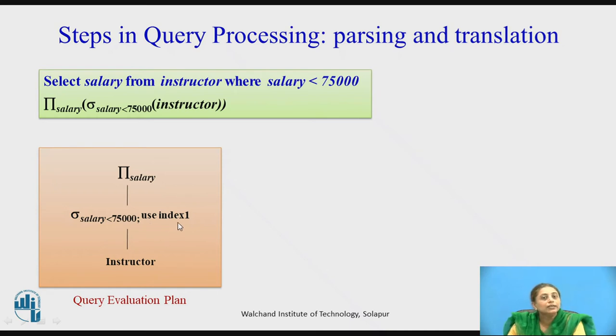1. So for instructor, there is a primary key, instructor ID, so an index is present for the ID also. A secondary index is present for the salary. And while selecting that salary less than 75,000, use index 1, which will be more efficient than using the first primary index. And that's why it has been mentioned over here. So which index should be used and how to retrieve the records has been specified in the query evaluation plan.